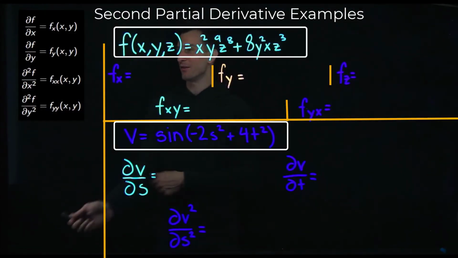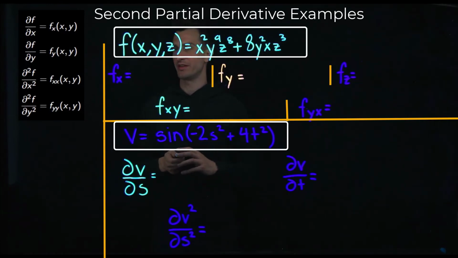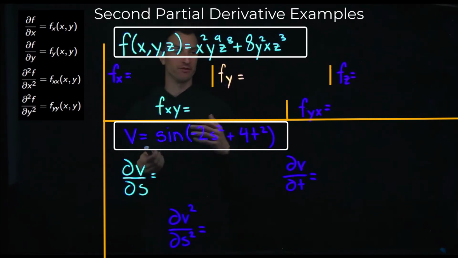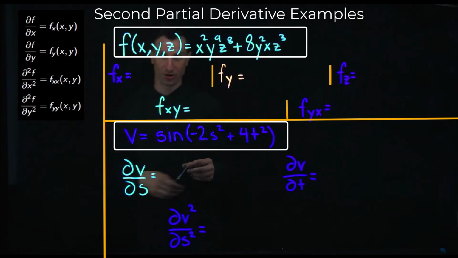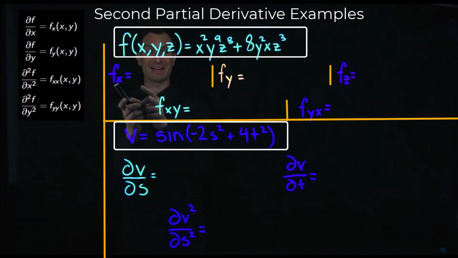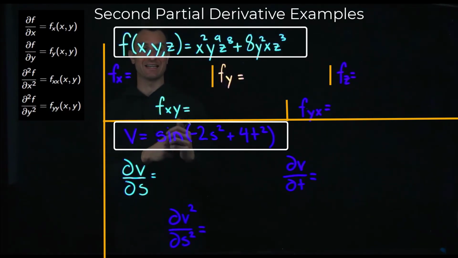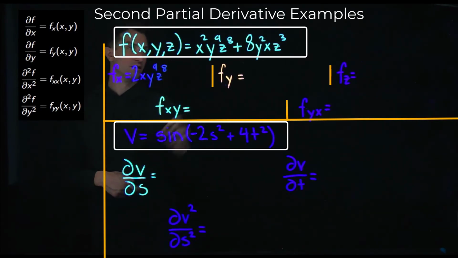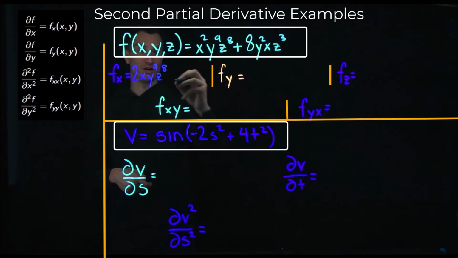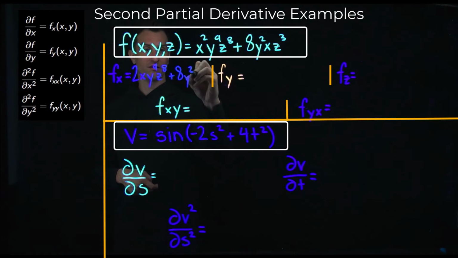Welcome back in. Now that we have an intuition on what these second partial derivatives are, let's actually get through solving them. But before we do so, to get to second partial derivatives, we have to go through some more practice of first partials. So let's go through this. F sub x means we're treating both y and z as the constants, right? So this is going to be 2x, y and z are constants, y to the 9th, z to the 8th. Over here, the derivative of x is just 1, so we're left with 8 y squared z cubed.